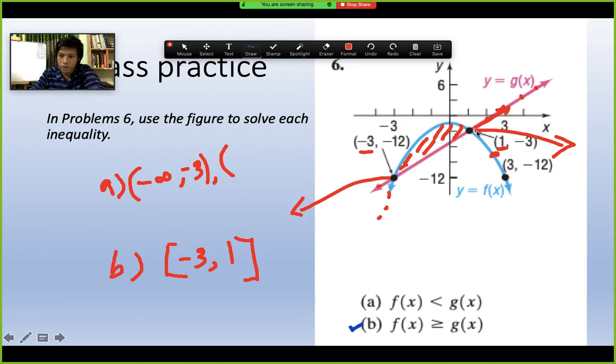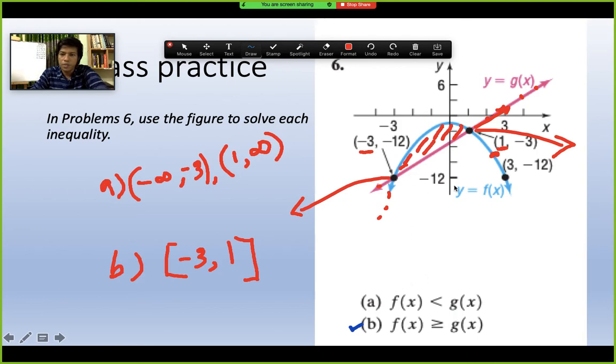And from 1, remember always the x value only, from 1 to plus infinity, our g(x) is greater. So this is the solution of this kind of math. We have to just look at the graph and see which thing is above and which thing is below the condition.